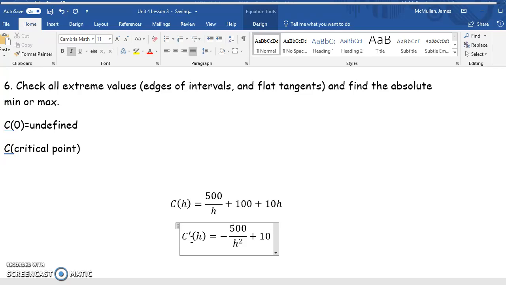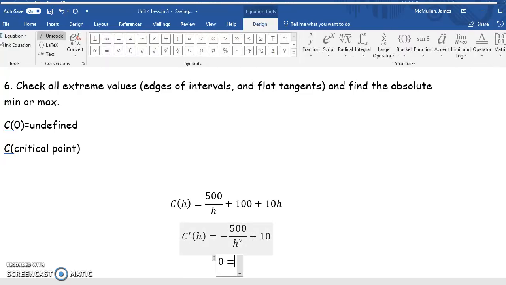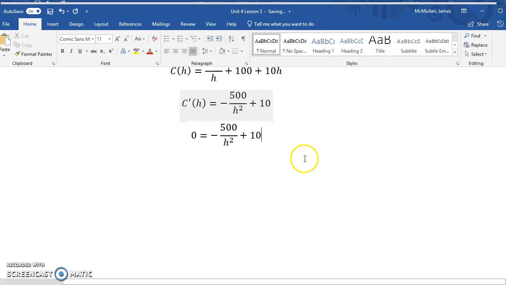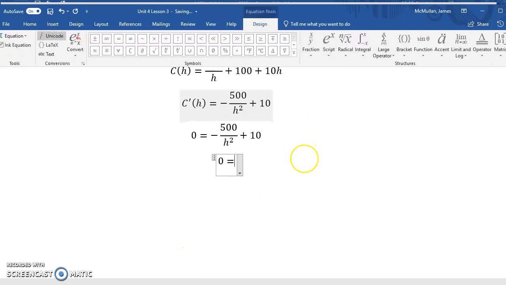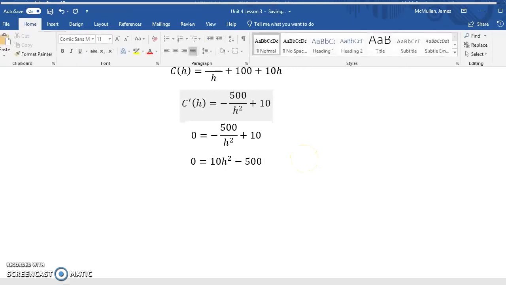So we're looking at this equation. We're going to set this equal to 0 to find out when the tangent is flat. And we get negative 500 over h squared plus 10 equals 0. And of course, as usual, I want to get rid of that denominator. So I go 0 equals, I'm just going to move it to the other side, 10h squared minus 500. Right, simply multiplying every term by h squared.